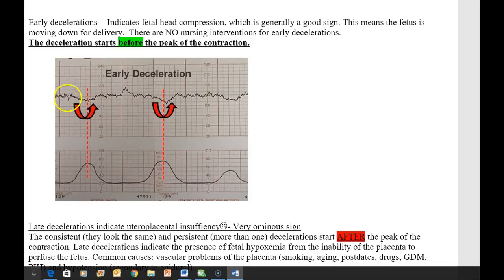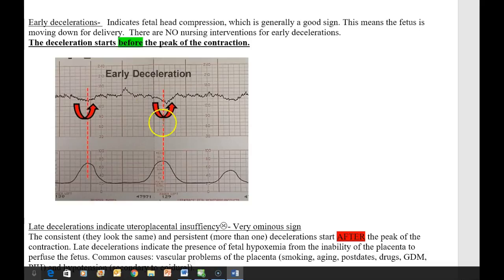It's not U, V, or W shaped. It's just a very smooth deceleration that is at the same timing as the contraction. You can see that it started when the contraction started. This is why we deem these decelerations early decelerations, because the deceleration started prior to the peak of the contraction.